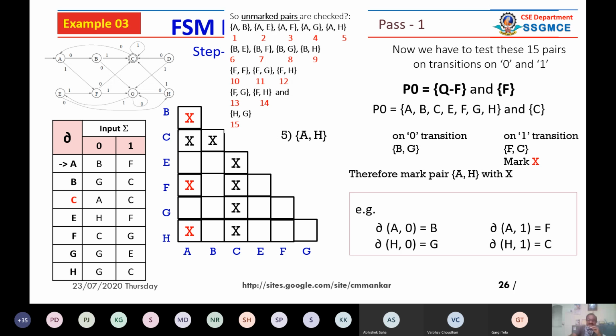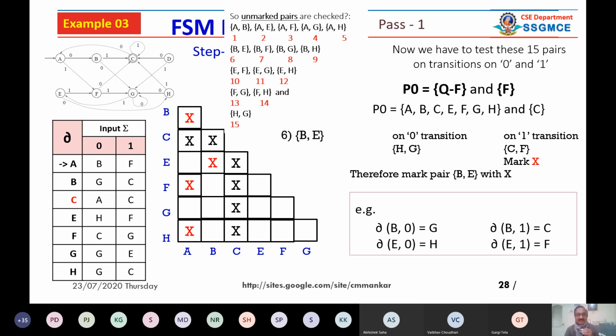Now we have to check 6, 7, 8, 9 like this. So let us go to 6. 6 is a BE. So BE on 0, because we have to consider in terms of pairs, goes to GH, B and E. And on 1 goes to C, F. So again, what is happening? On 0, HG, there is no problem because it is from left subset. But in case of the transition 1, C is on the right side and F is on the left side. That's why we are marking B as a cross like this.